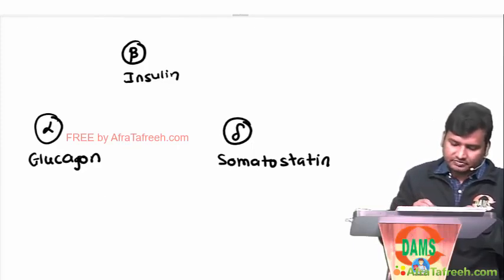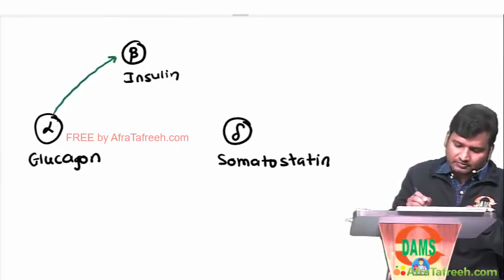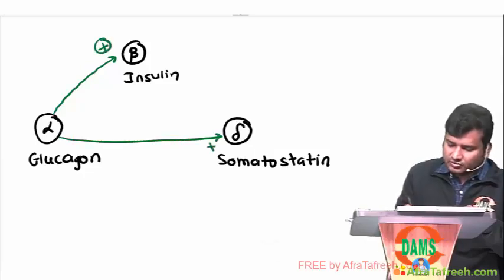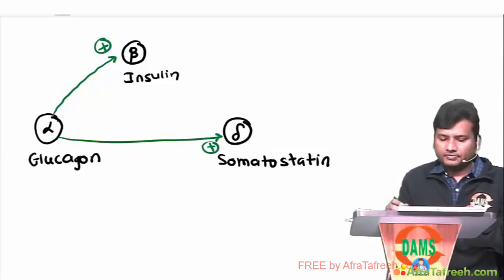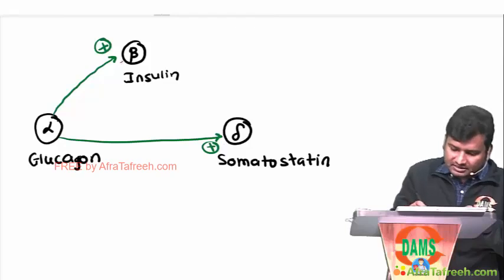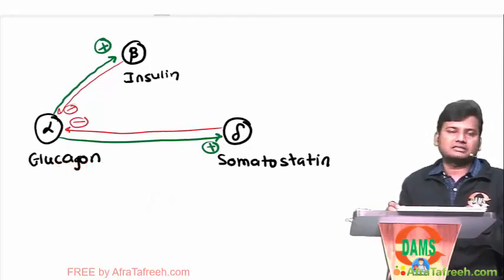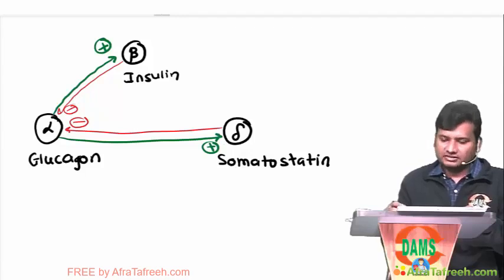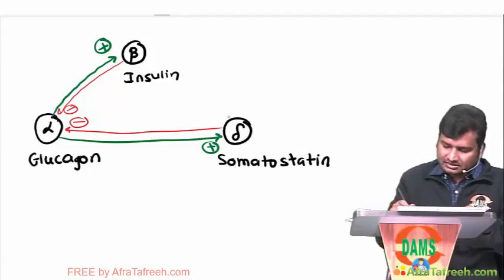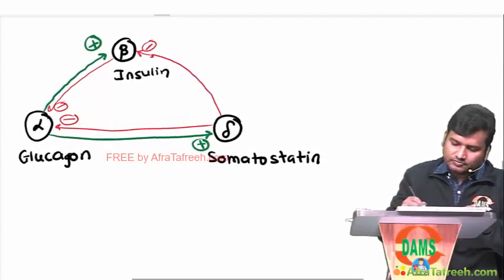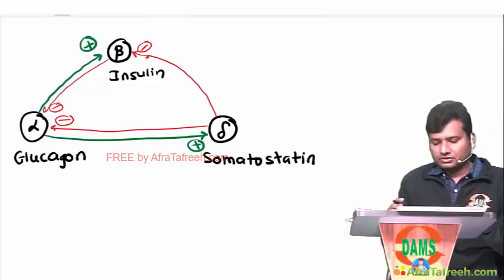Alpha cells secrete glucagon and alpha cells stimulate both beta cell and delta cell, while beta cell and delta cell both inhibit alpha cell. Delta cells secrete somatostatin and they inhibit both beta cell and alpha cell. Okay, so now how to remember this?